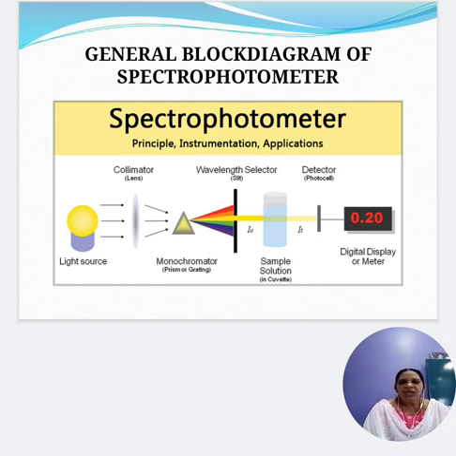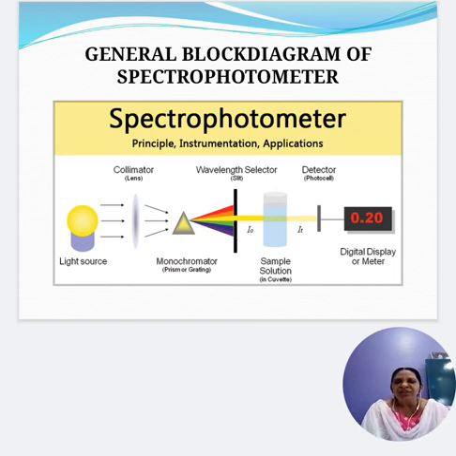Then the radiation of specific wavelength, the ultraviolet light emitted by the radiant source, is passed to the sample solution, which is a cuvette containing the sample. When this radiation of intensity I0, the initial radiation, is passed into the sample, this being an absorption spectroscopy, some of the radiation is absorbed by the sample solution, and the remaining radiation is transmitted.